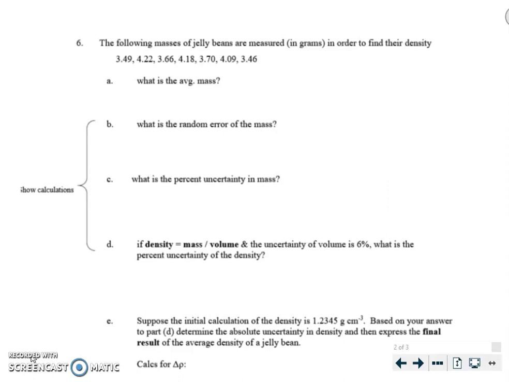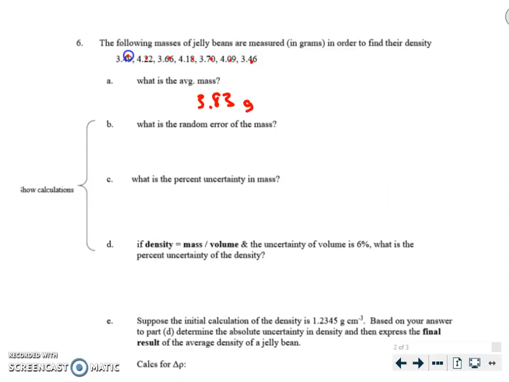So number 6 is all about the jelly beans and figuring out all sorts of measurements from that set of data. And it all should fit together. First one is average. That's pretty straightforward. You add them all up, divide by 1, 2, 3, 4, 5, 6, 7 different jelly beans, and we get 3.83. So I'm not going to show the work on that. That's pretty standard. You really should put the units on there. If you didn't, I didn't really worry about it.